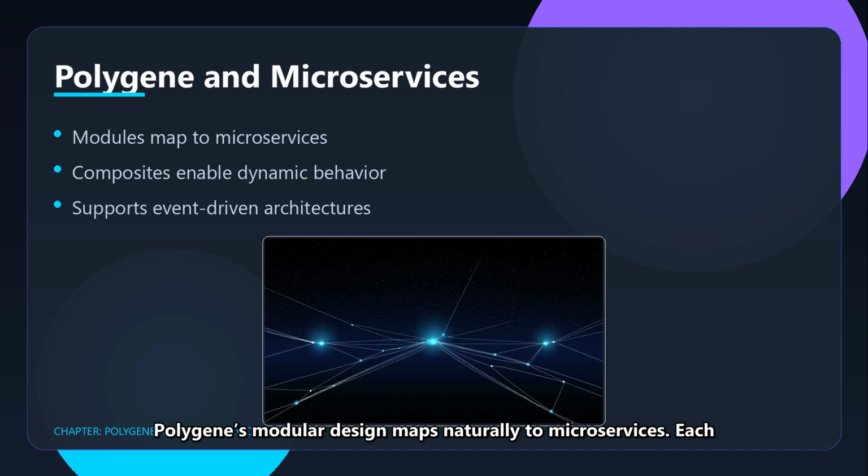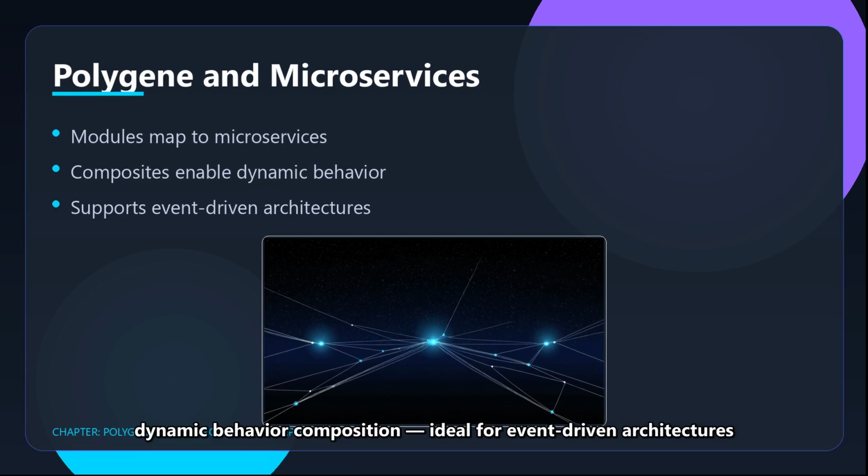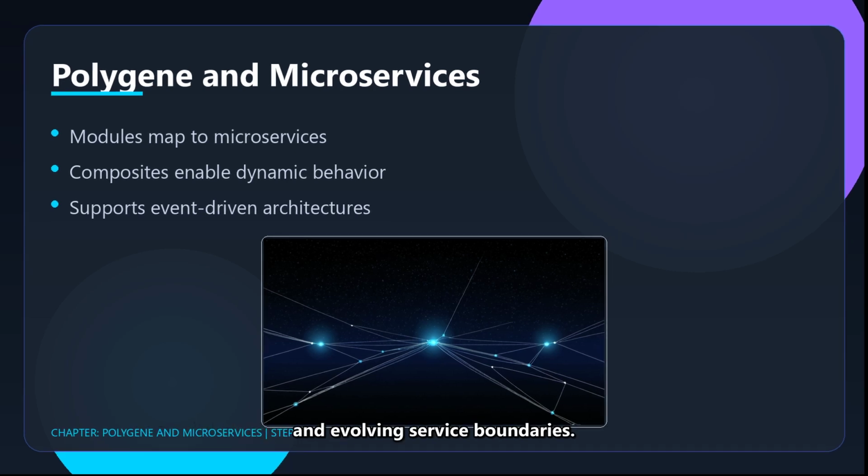Polygene's modular design maps naturally to microservices. Each module can be deployed independently, and composites allow dynamic behavior composition, ideal for event-driven architectures and evolving service boundaries.